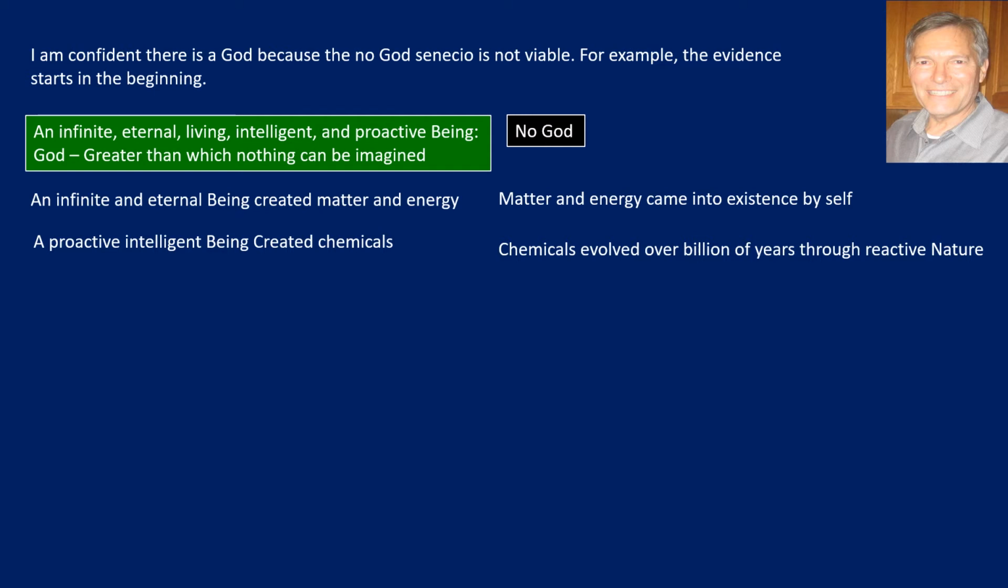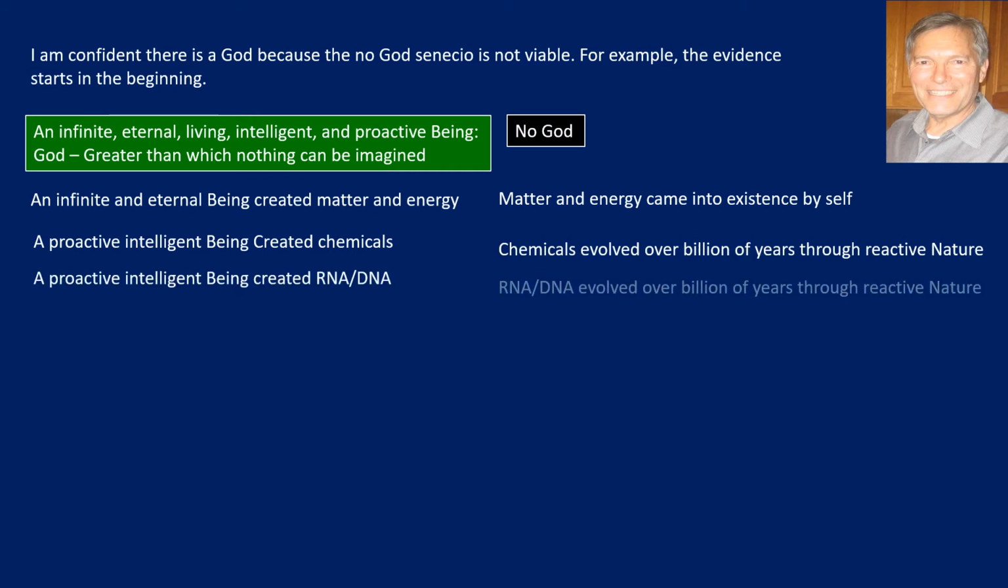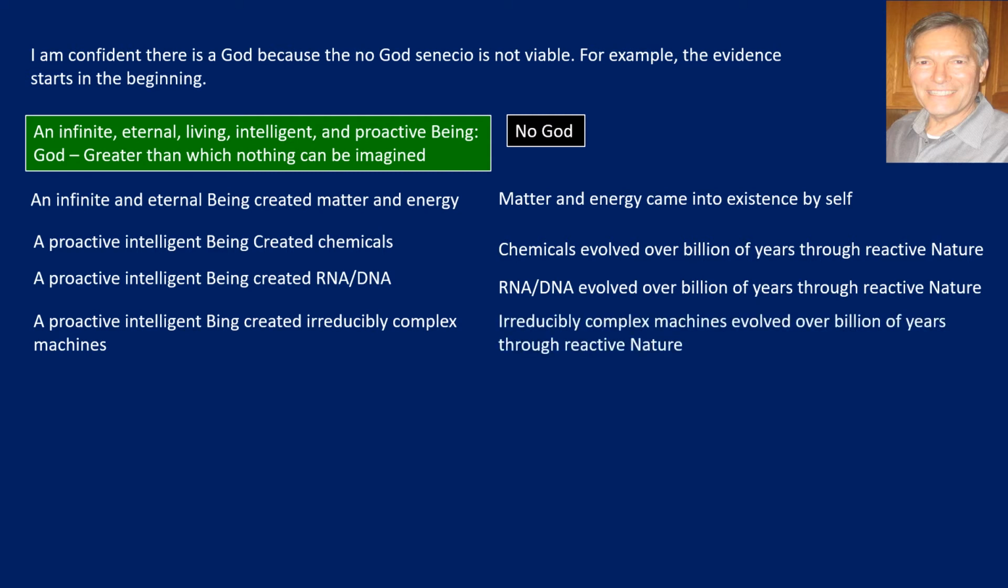So then there's the proactive, intelligent being created RNA and DNA. RNA and DNA evolved over billions of years through reactive nature. Nature reacts, it's not proactive, it's not intelligent. A proactive, intelligent being created irreducibly complex machines. Irreducibly complex machines evolved over billions of years through reactive nature. I think we showed that's just not possible. It just kind of had to be as is.